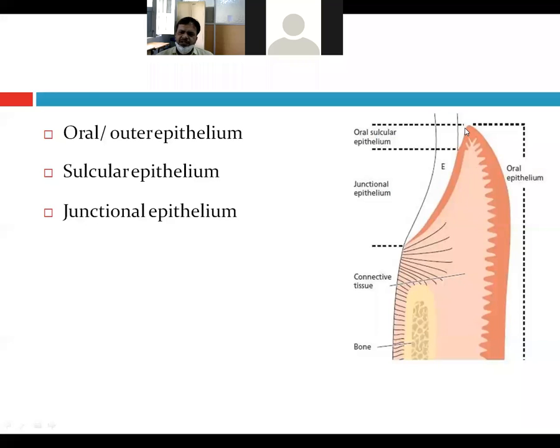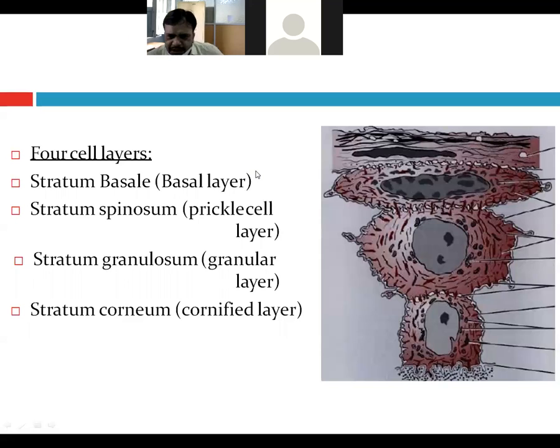Second one is your sulcular epithelium. So sulcular epithelium usually lines your gingival sulcus. And third one is your junctional epithelium. So junctional epithelium is the third epithelium of gingiva that usually attaches the gingiva firmly to your tooth surface. The epithelium that is present in gingiva is stratified squamous epithelium.